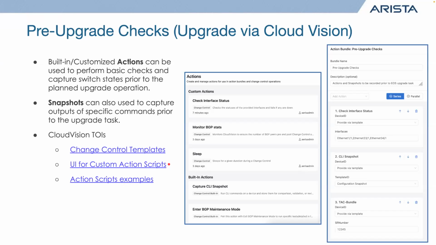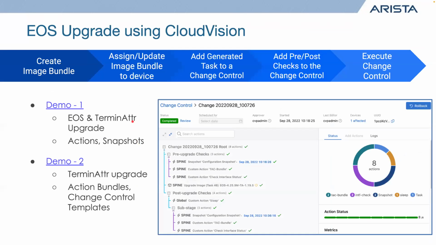Now, with that said, let's go ahead into the core of the demonstration itself. So what I've done is I have created 2 demonstrations for you. In demo number 1, we are going to be seeing an example of upgrading the EOS and an extension. The extension being the TerminAttr version, which is running on the switch. And we'll be building this entire change control, including the pre-checks and the post-checks, manually.